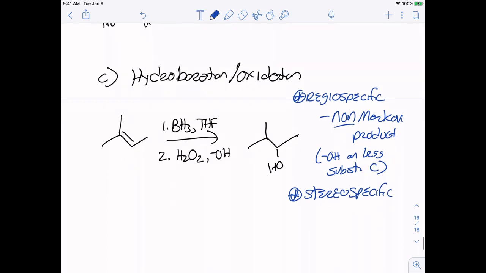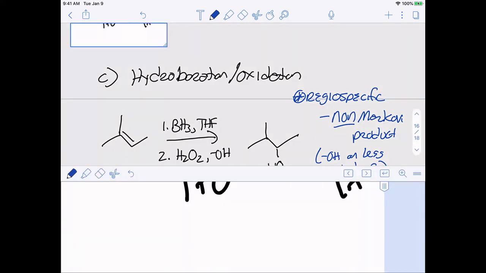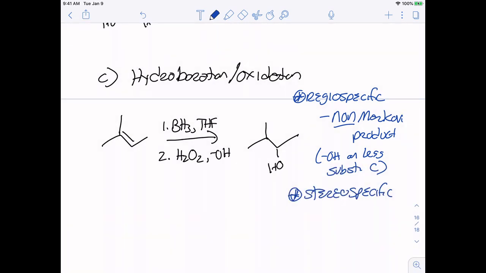And we want the hydrogen, again, we are just adding water, so I want the hydrogen and the hydroxyl group to actually be syn to each other, which is the opposite of anti. I want them both up or both down, both out, both back, however you want to draw it, but they need to be going in the same direction. So syn stereochemistry. They're going to be on the same side instead of opposite.